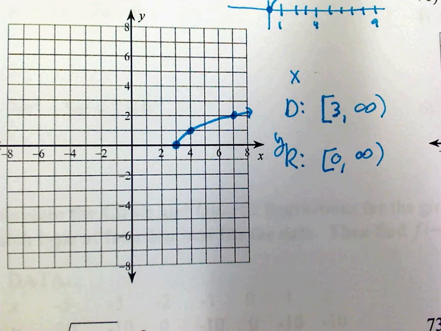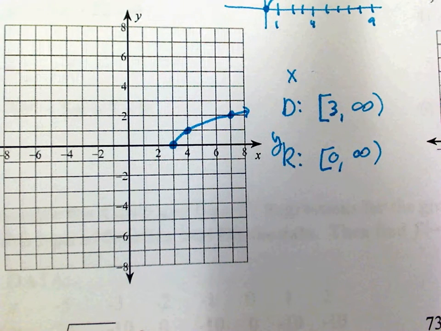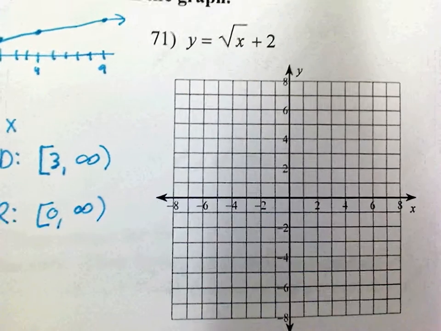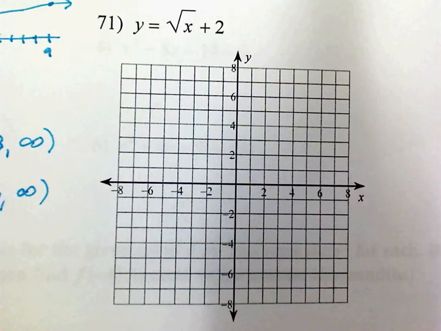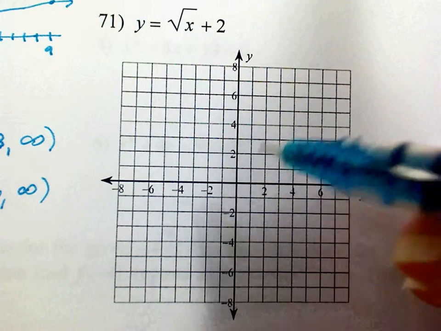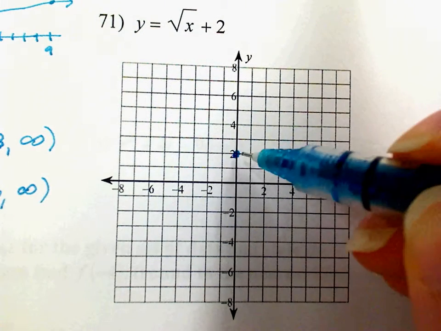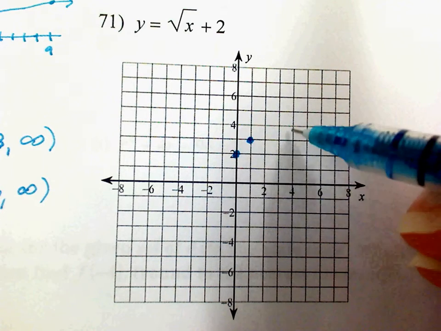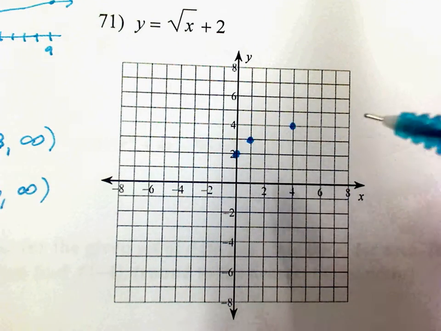Okay. What about this one? Right, you just take the function, shift it up 2. So if it's at 1, it'll be at 3. At 4, it'll be at 4. And that's all you really can see. At 9, it would be at 5, but you can't really see that. So it would just do this.